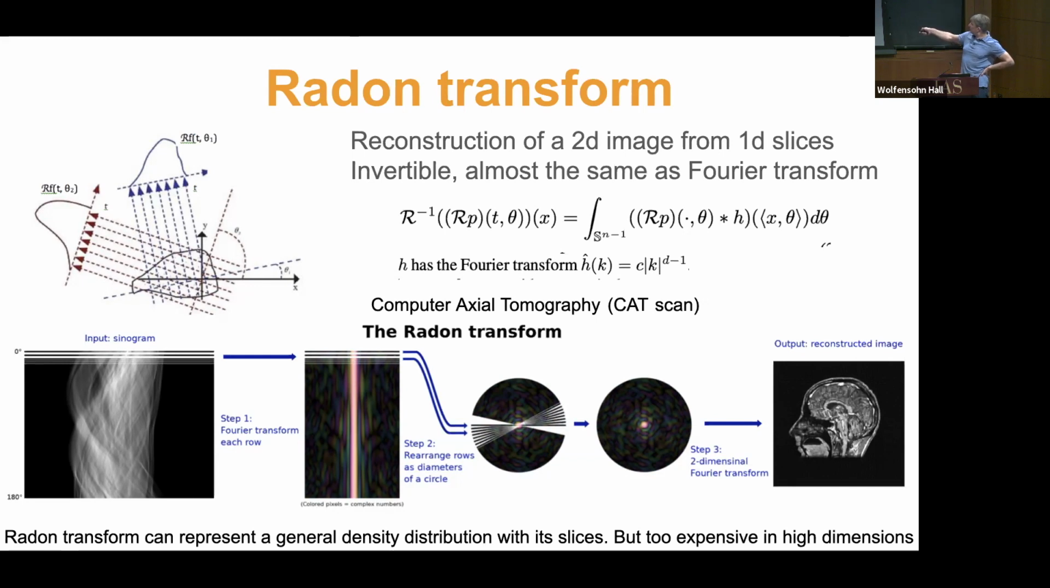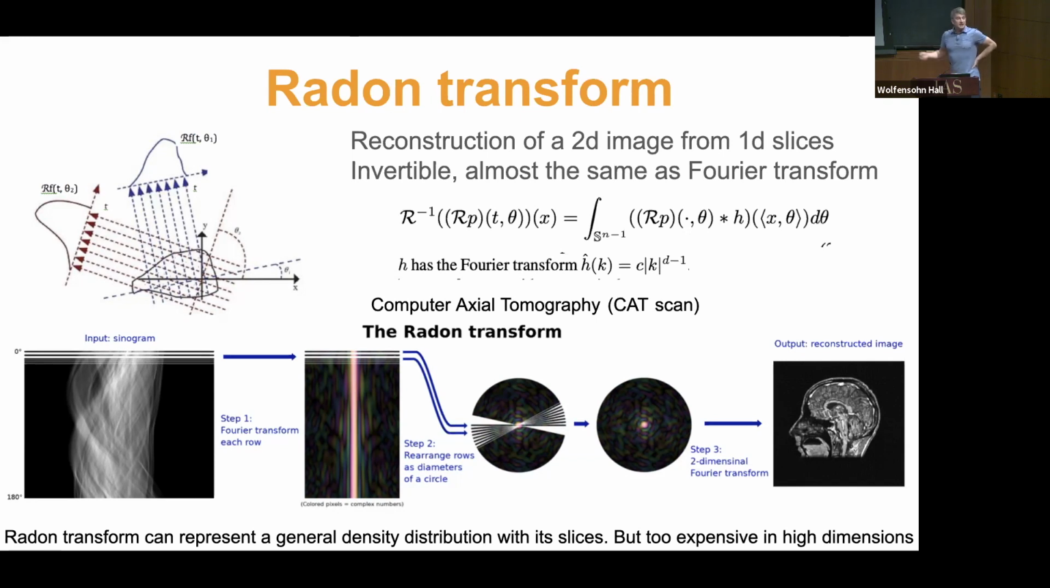This actually underlies the CAT scan methodology. You do these projections, you rotate the CAT scan, and you get these kinds of things. Then you Fourier transform this, and you orient it around a circle. You have to have a kernel correction, which is just some function of k, so this is very close to a Fourier transform. Then you do an inverse Fourier transform, and out comes the two-dimensional image of a brain.